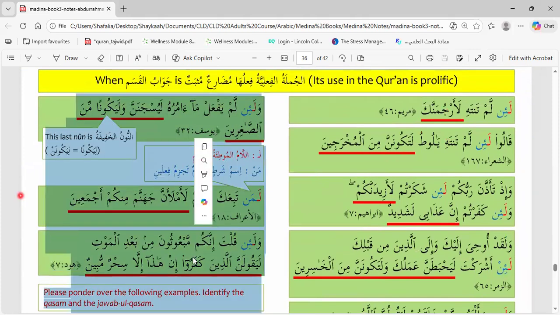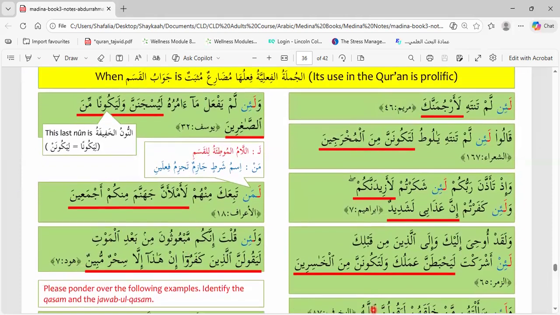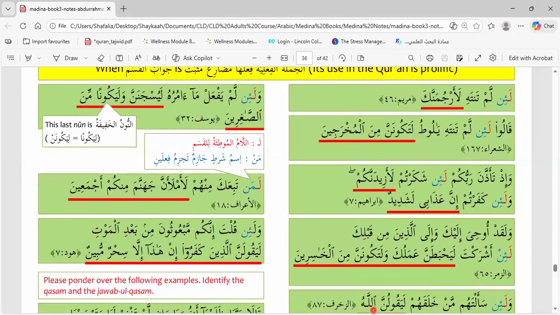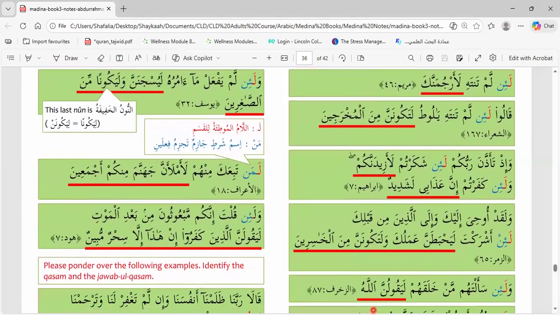So here you have again the lam. Try and scroll from this side. So here you have the lam here, then again at the beginning la'in, which is qasam. Then here it's giving you the emphasis again, or the revision note again, which it emphasized before, that the lam is al-lam al-muti'a lil-qasam. And then you have min or man, which is ism al-shart.